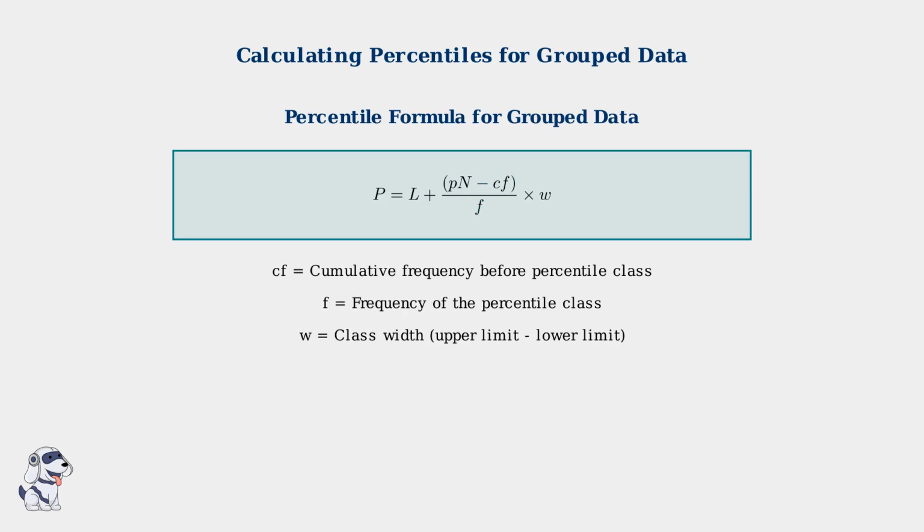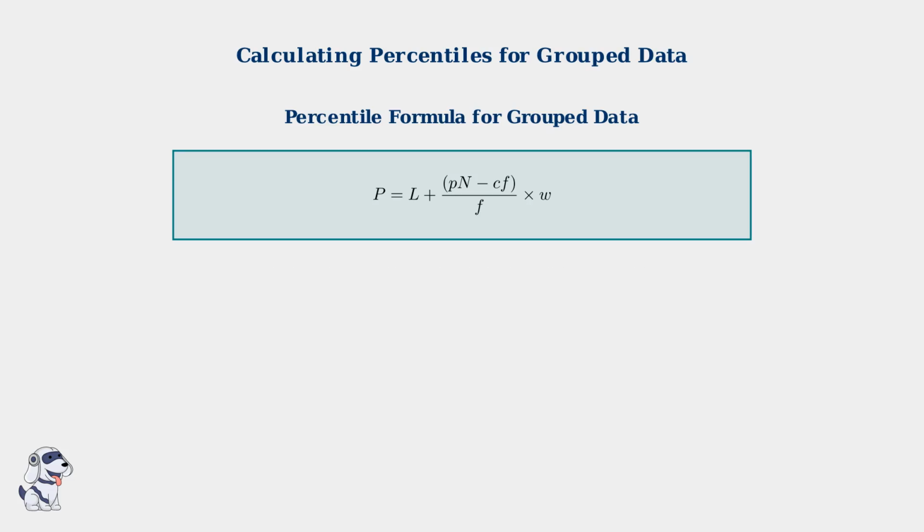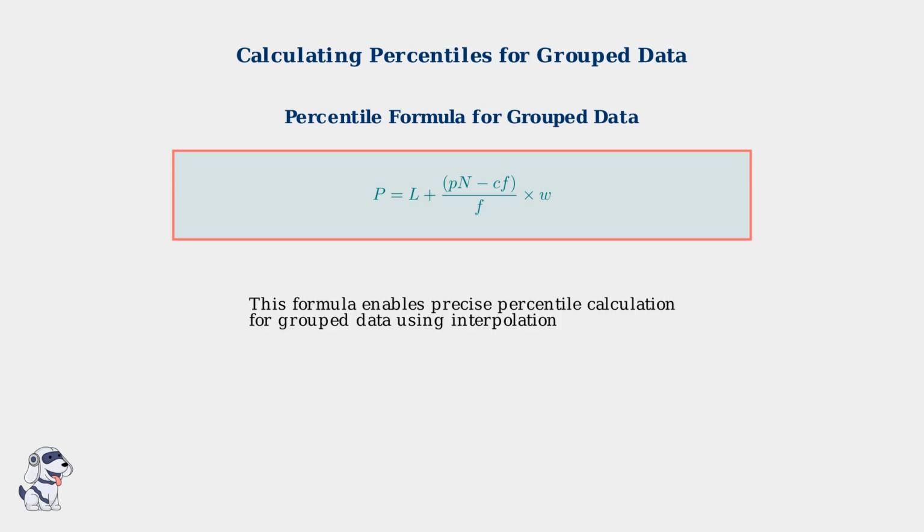CF represents the cumulative frequency of the class before the percentile class. F is the frequency of the percentile class itself, and W is the class width. The logic behind this formula is interpolation. We first find which class interval contains our desired percentile, then we estimate where within that interval the percentile value lies. The fraction represents how far into the class we need to go, and we multiply by the class width to get the actual distance. This percentile formula is essential for analyzing group data in statistics.